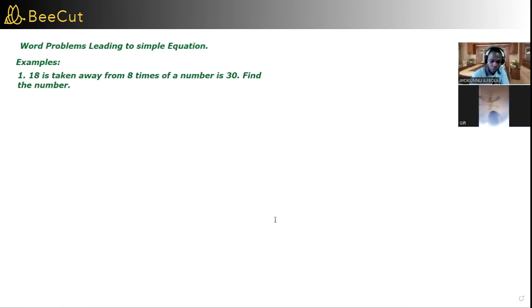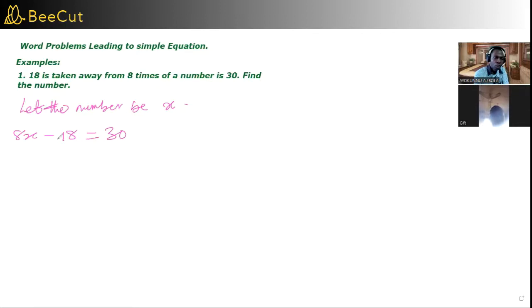So in this case, you have to just represent the unknown, the number that you don't know that you're looking for. You represent it with any known alphabet to you, like A, B, C, X, Y. So let the number be X. So 18 is taken away from 8 times a number. So 8 times X is 8X, then minus 18, and this is going to give us 30 according to the question. So in this case, we're looking for X.